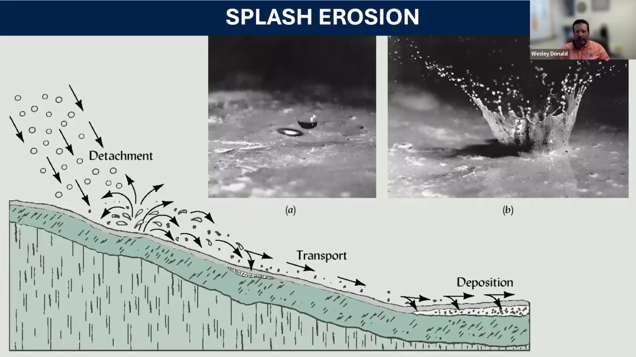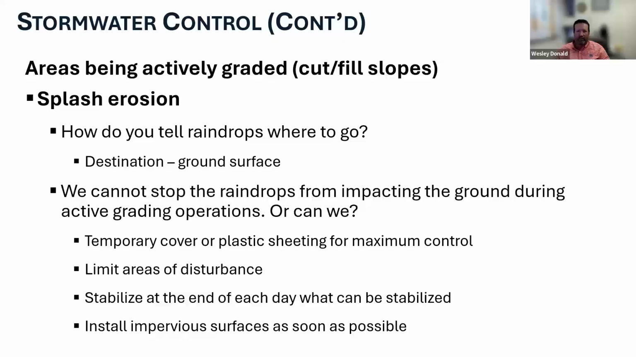Splash erosion, again, that's the point where stormwater is entering our project, and it needs to be controlled. So how do we tell raindrops where to go? Well, what's the destination? It's the ground surface. So how do we direct raindrops on where they can go? We can't stop raindrops from impacting the ground during active grading operations, and in this case we're talking about actively grading cut and fill slopes. Or can we stop it?